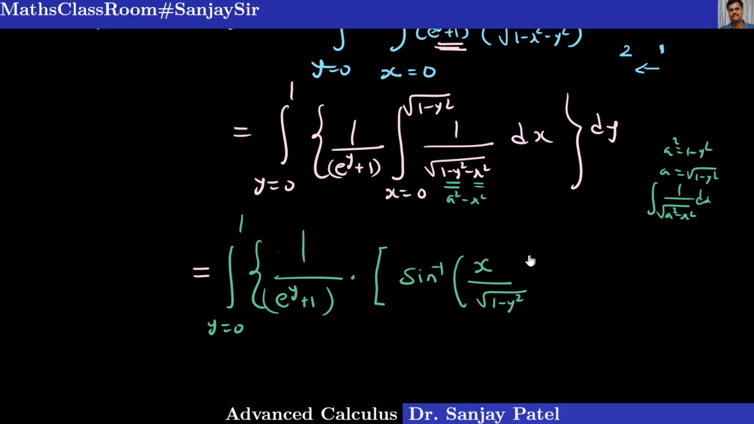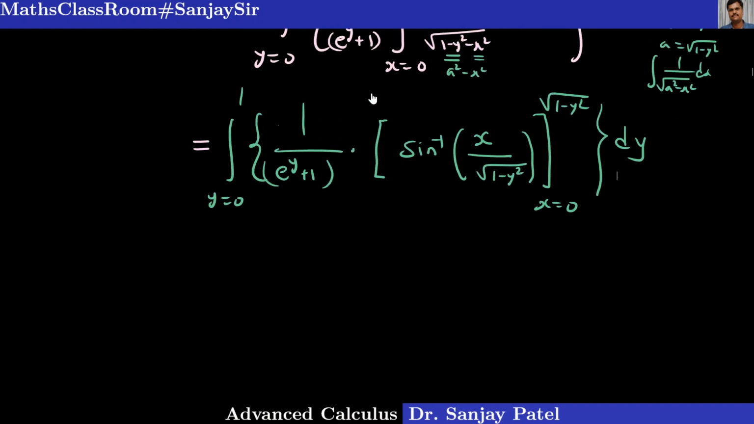So it is x upon this. And the limits of integration are x equal to 0 to square root of 1 minus y square. And then whatever answer we get is to be integrated with respect to y. So this function is integrated with respect to x first, and now we are going to substitute the limits of integration.